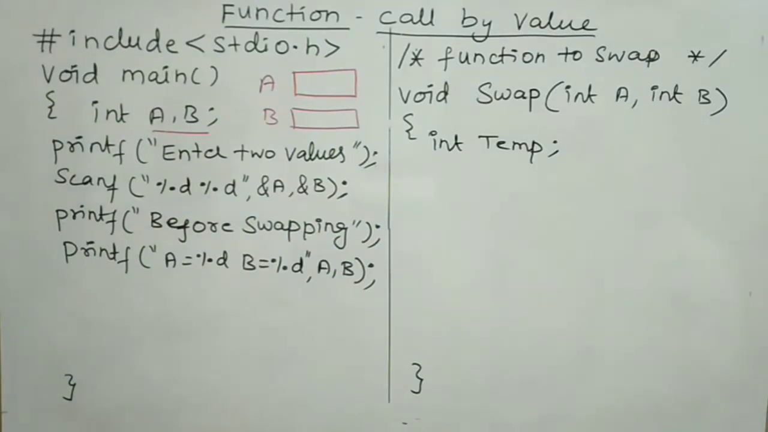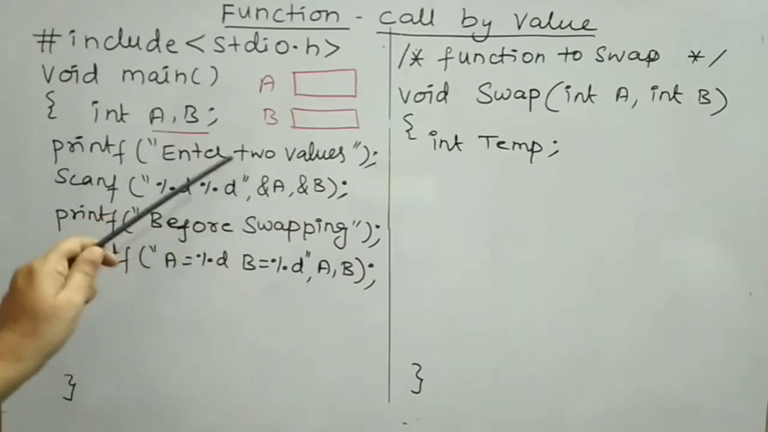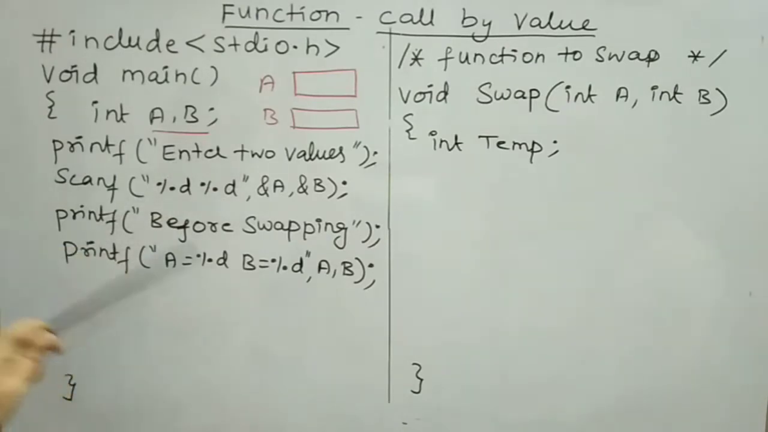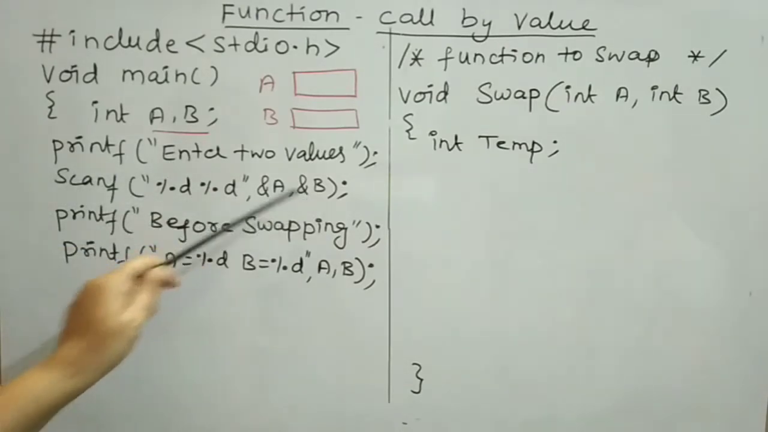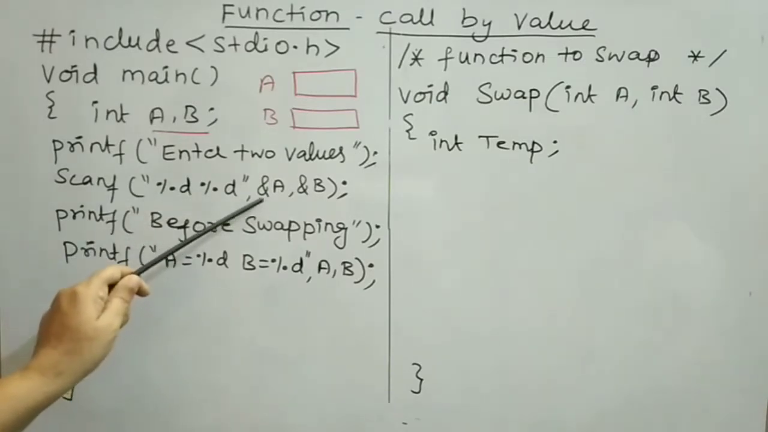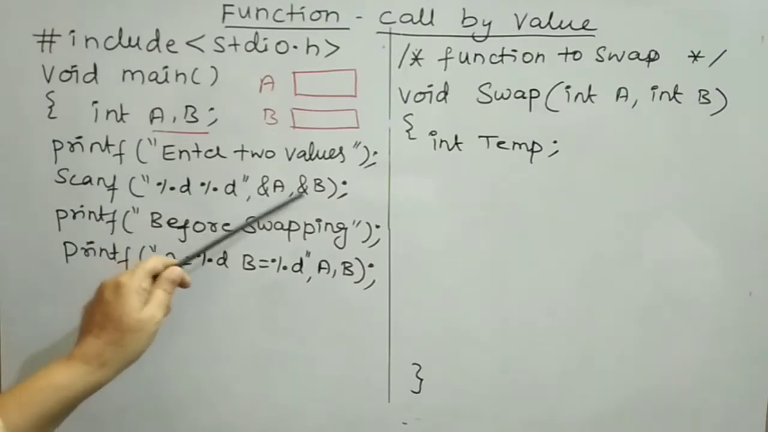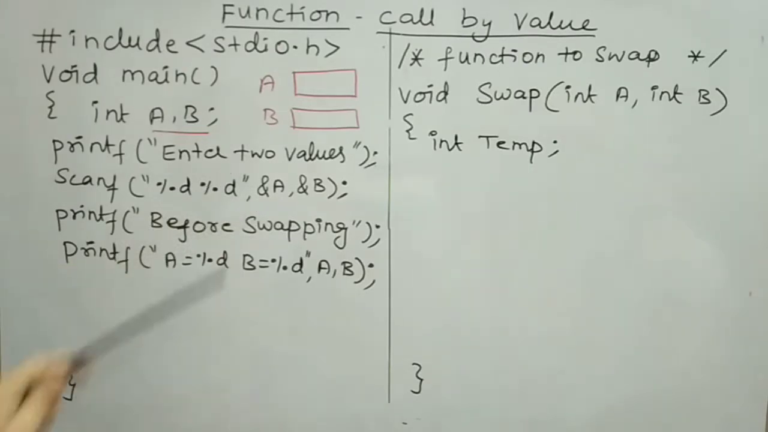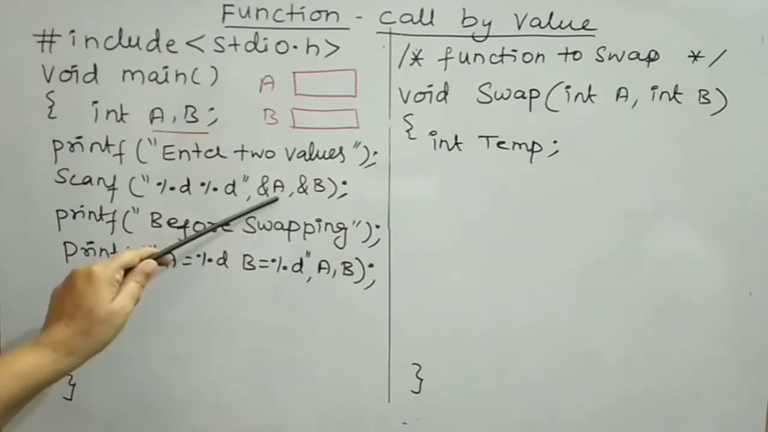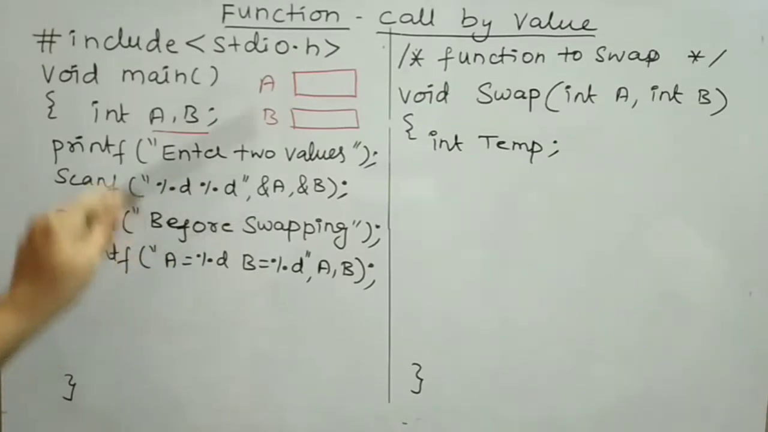And then before calling the function, I need to get values for these variables a and b. So I have prompted a message, enter two values, since I am going to get two values from the user. This scanf function will get values for a and b. While getting values, we specify the memory address of a and the memory address of b. This ampersand specifies memory address.